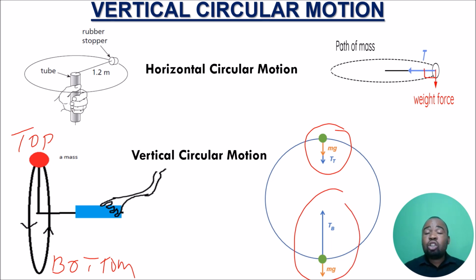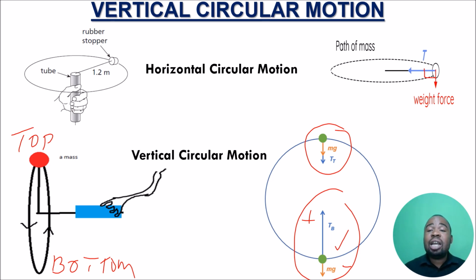At the top of the circle, the weight of the object and the tension are in the same direction, helping each other, working together to provide for the centripetal force, which is going to keep the object in the circular trajectory. However, at the bottom, the weight and the tension are in opposite directions, meaning the tension is counteracting the weight, at the same time providing for the centripetal force, which keeps the object in a circular trajectory. So let's look into these positions one after the other.